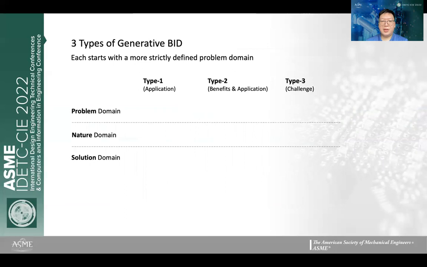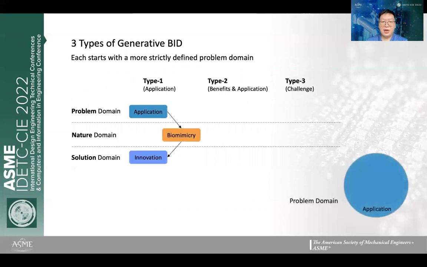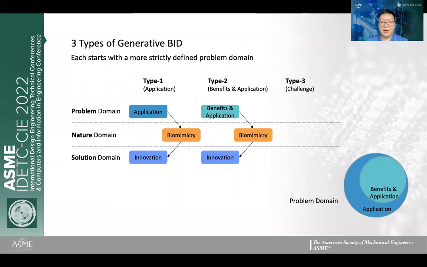Based on the method and dataset, we identified three types of generative bio-inspired design based on NLP. Each type starts with a more strictly defined problem domain. Type 1 has the most open problem space, but only constrains the application. Type 2 introduces benefits, which briefly concludes the problem to be improved in a few short terms. Type 3 further constrains the problem space by using a paragraph of challenge statement.